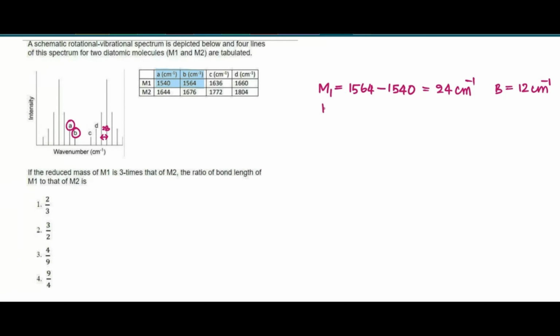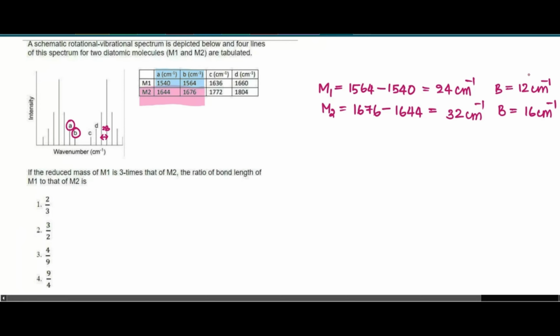Similarly, for M2, again, it's totally up to you. You can take any 2 values. And then for M2, again, I'm going to consider these 2 values such that I get the value of 2B. For M2, I'm going to take 1676 minus 1644. Then subtracting, 6 minus 2 is 4... 7 minus 4 is 3, so 32. So I'm getting again the spacing between 2 consecutive lines, which I know is 2B. So B over here is 32/2, 16 centimeter inverse.